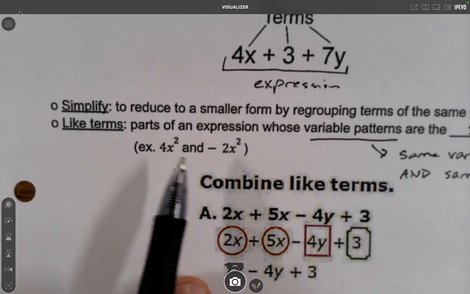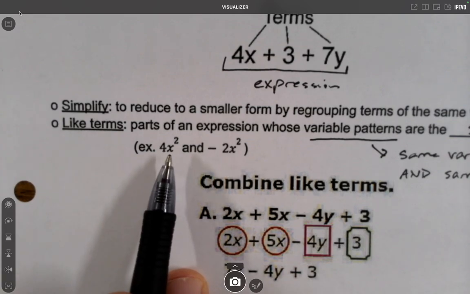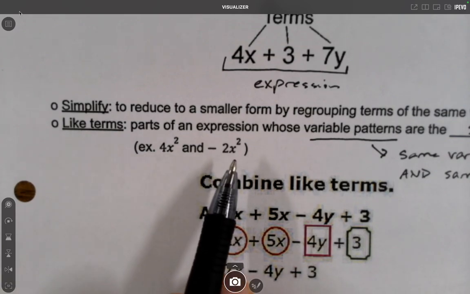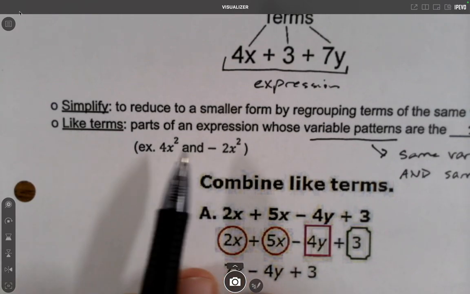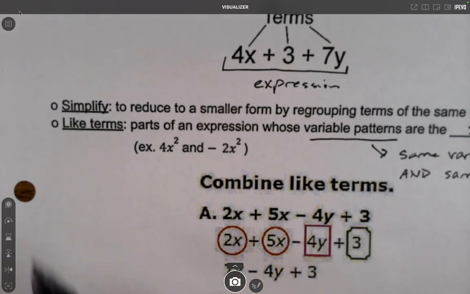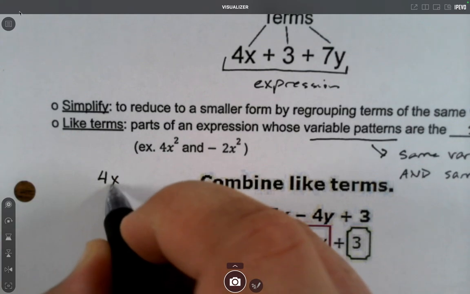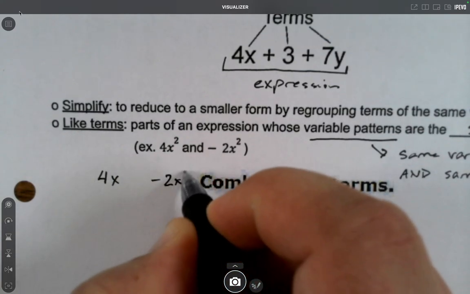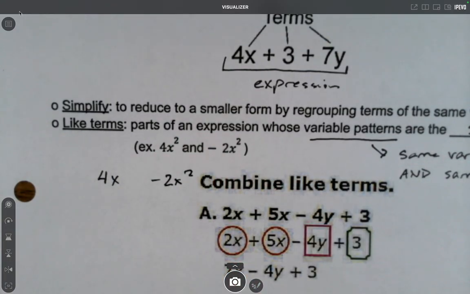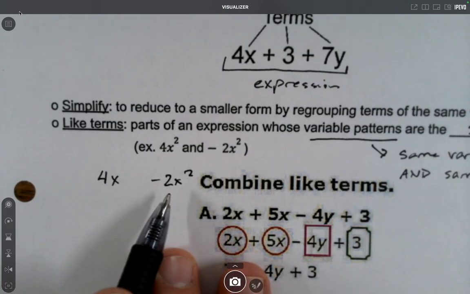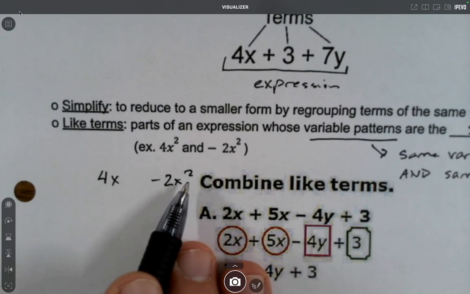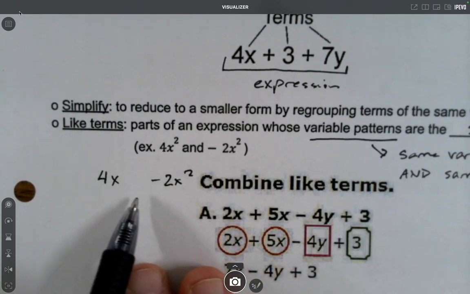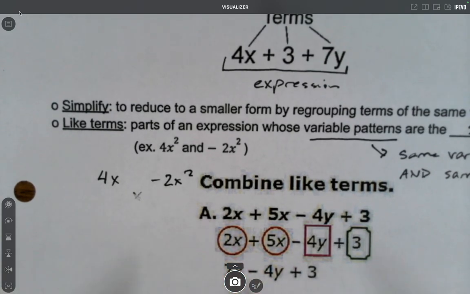So over here we see 2 terms, 4x squared and negative 2x squared. Both of them are like terms because they have x as their variable and it is squared. So if they had told us 4x and negative 2x squared, those are not like terms. Because while they do both have an x, this one is raised to the first power, this one is squared. So their exponents are not the same. So those two are not like terms. They don't have the same variable pattern.